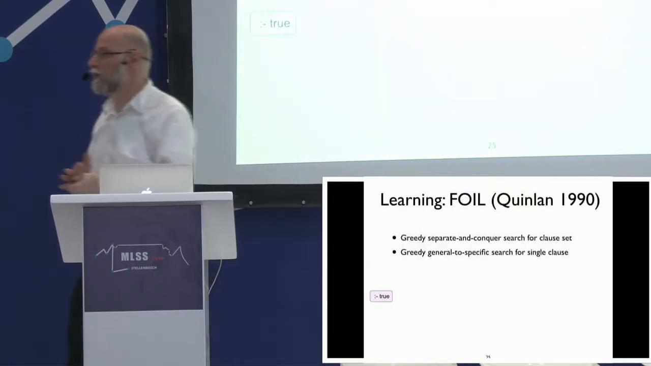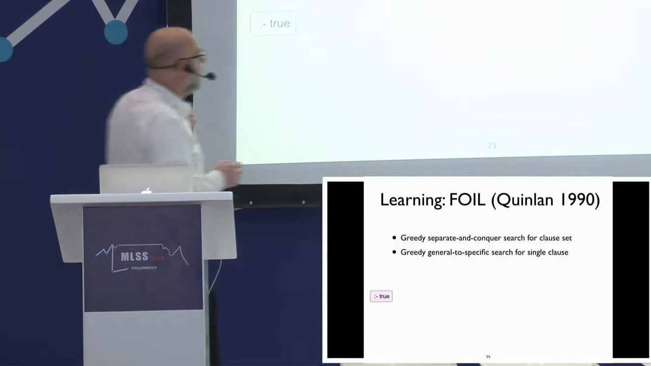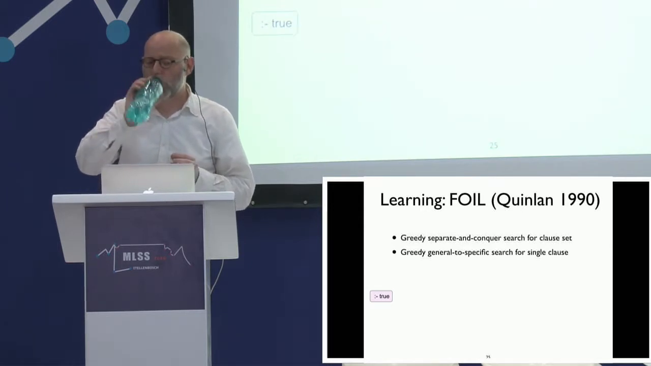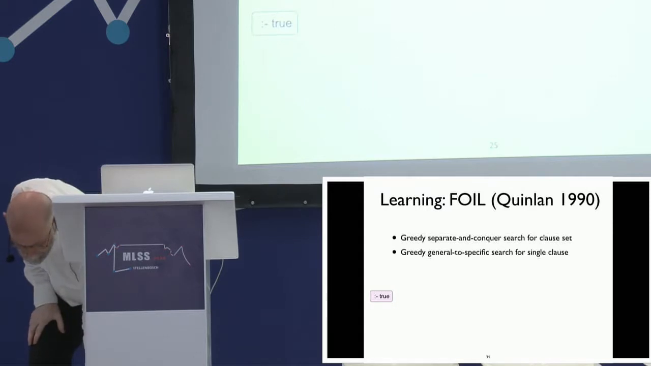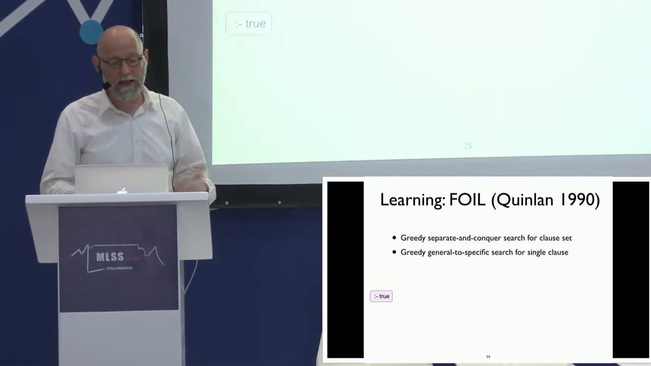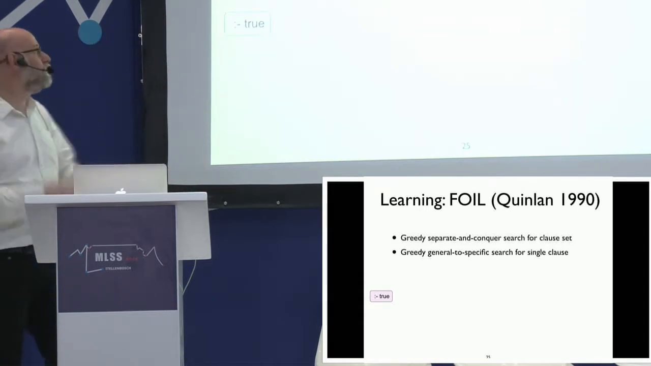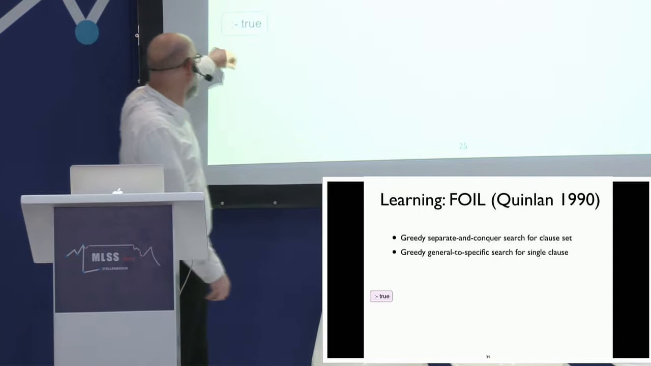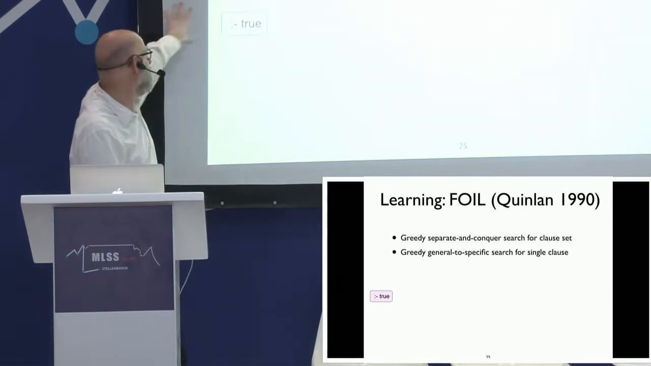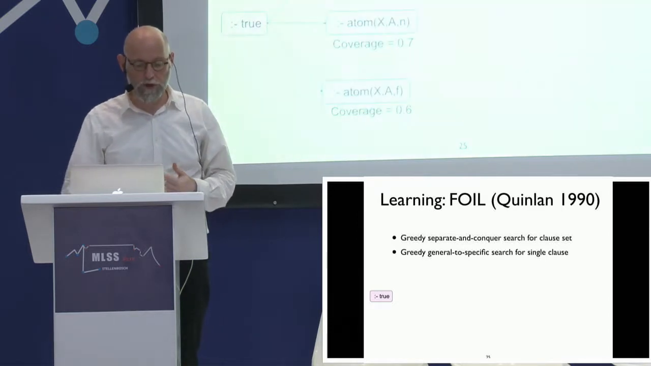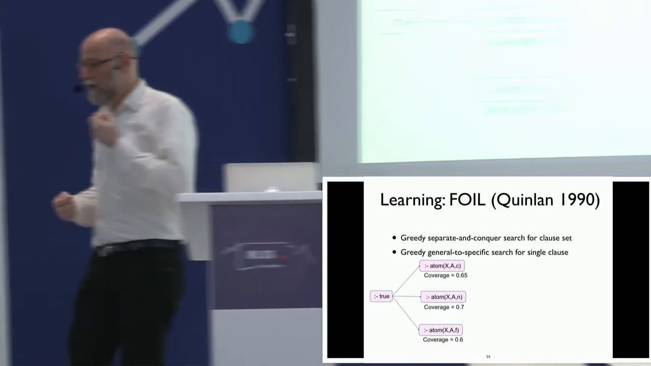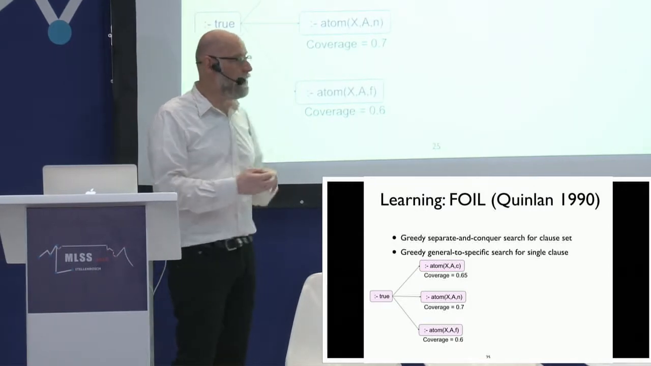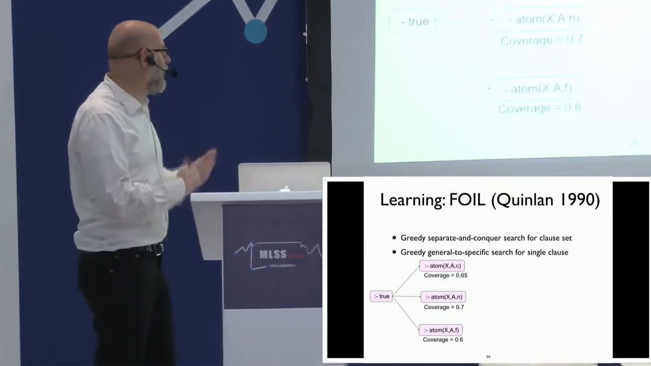To give you just a flavor of how these things work, the standard algorithm is now pretty old, going back to the early 90s, by Ross Quinlan. He is doing a greedy separate-and-conquer search to find different rules, and then also a general-to-specific search for single clauses. Initially you say there are no conditions, the molecule is always active. And then you go through a kind of search process. First of all, this rule is overly general, because there are also some negative examples, some inactive molecules, that are being erroneously classified as positive. And so you are going to refine the rule.